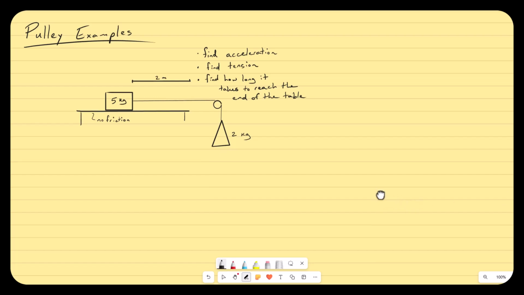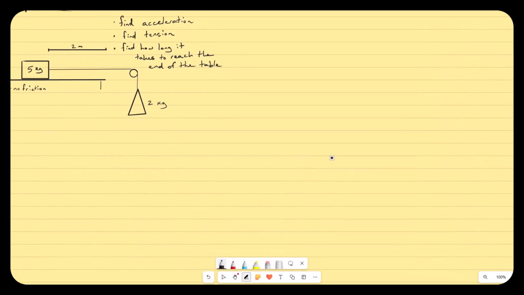To do this problem, we're also going to have to make a statement that this triangle is able to move down a long way. So maybe there's a big hole in the ground or something. It's able to move at least 2 meters.